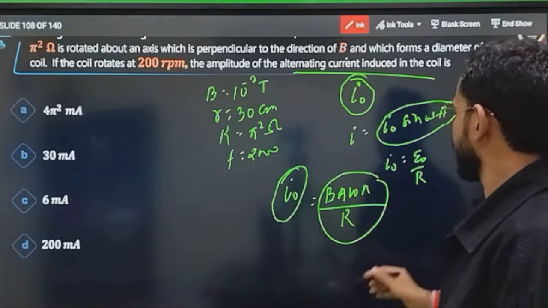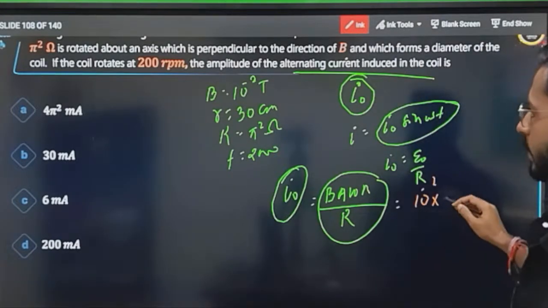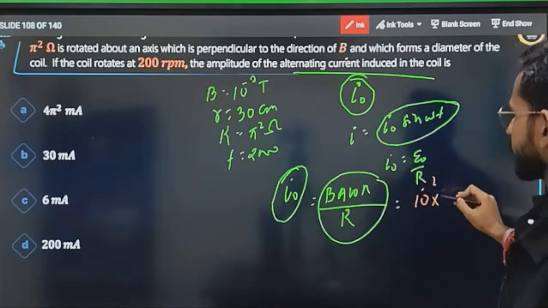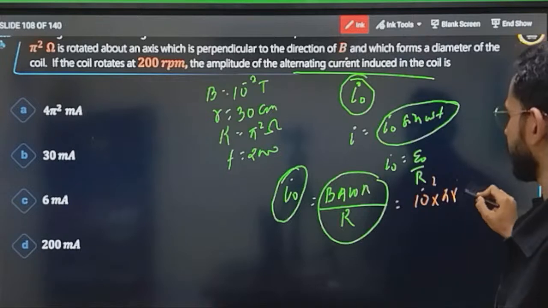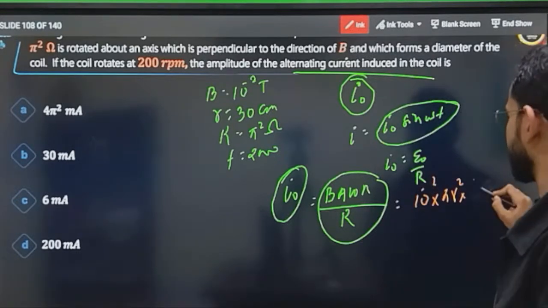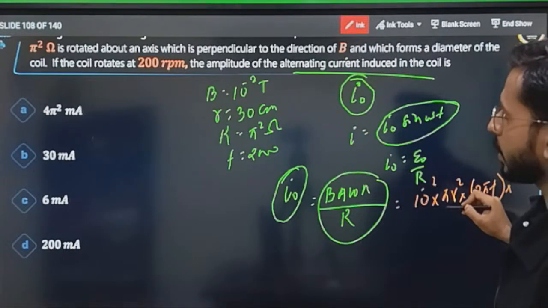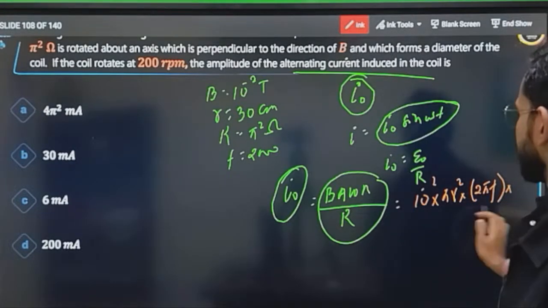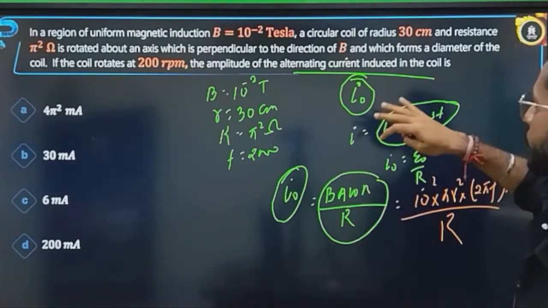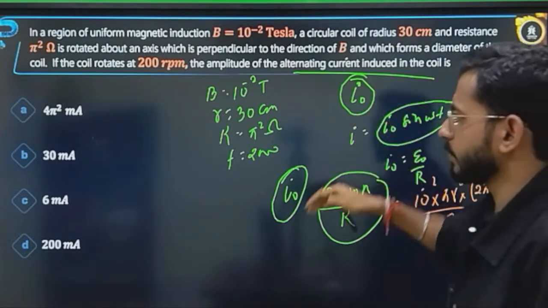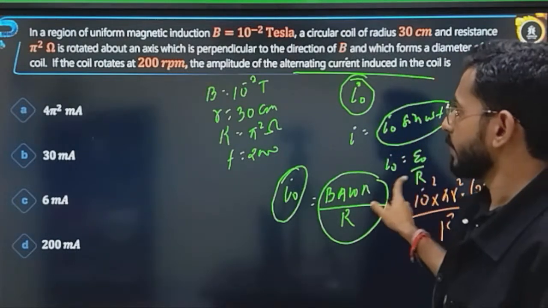Now just substitute the values. All the values are given. 10 power minus 2 is the magnetic field. For the cross-section area, radius is given, so you write pi r square, into omega. Frequency is given, so you write 2 pi f for that, and then multiply by the number of turns if it is given, divided by the resistance, which is given as pi square ohm. There is no value given for the number of turns, so you will not use that, no problem.